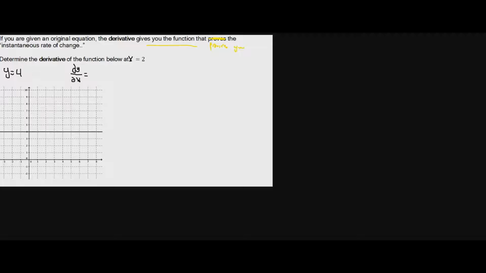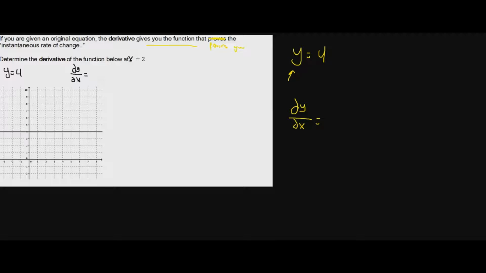So let's say determine the derivative of the function below, and evaluate when x is equal to 2. So let's say my equation is y equals 4. I want to find the instant speed at x equals 2. Well, in order to do that, I need to take what's called the derivative. To find that, we do dy dx, which just means instant rise over instant run, instant slope.